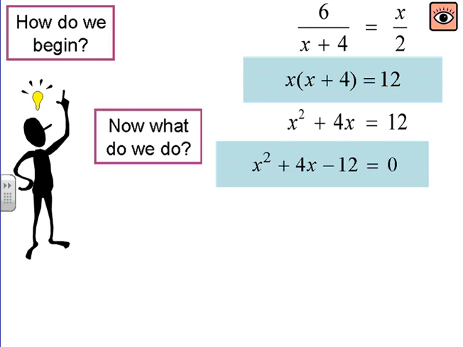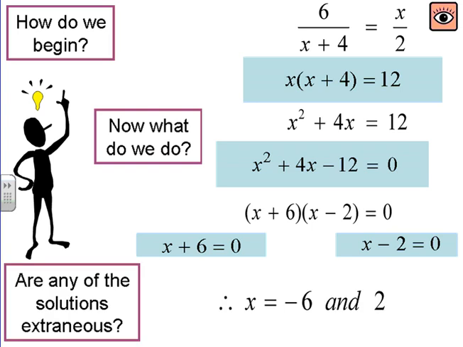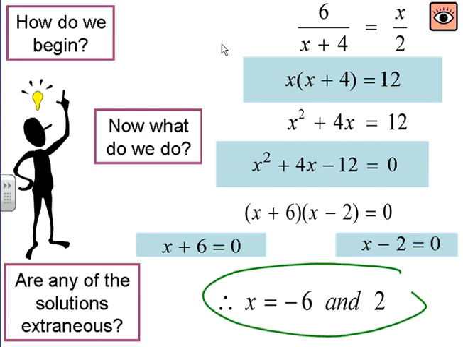We use the diamond method to factor that trinomial, and we get x plus 6 and x minus 2. Set them both equal to 0 and solve to see what our possible answers are. We get -6 and +2. Are any of these solutions extraneous? The answer is no. These are both good solutions. The only answer we could not get was -4, because -4 plus 4 would give us 0.